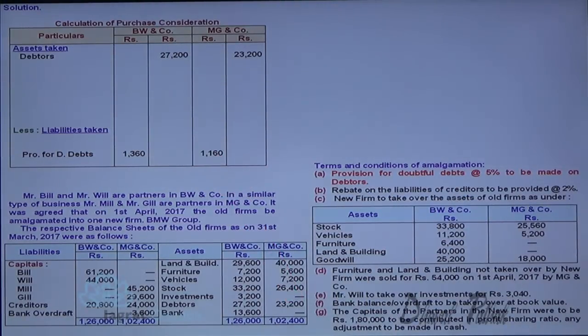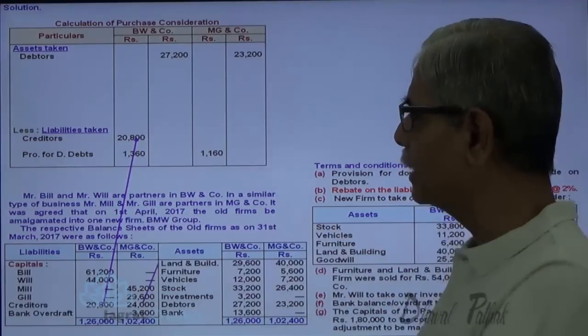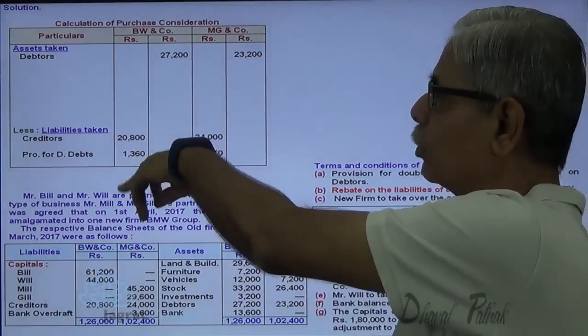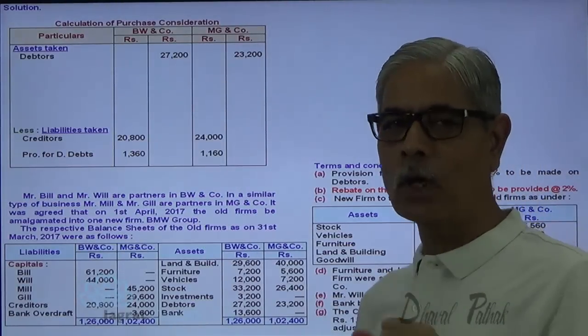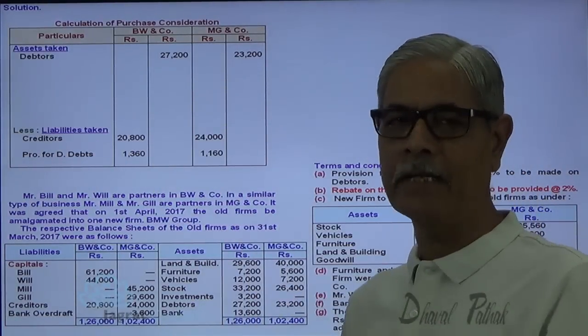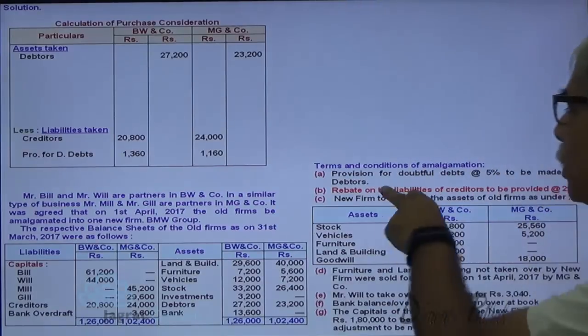Now, second point, rebate on liability for the creditors. Creditors are purchased under a presumption that at the time of making payment to the creditors, we are going to earn the discount. So here the creditors are recorded on the liability side, and liabilities are going to be deducted from assets. But the creditors are not purchased at a price of 20,800. It is subject to a rebate of 2%.